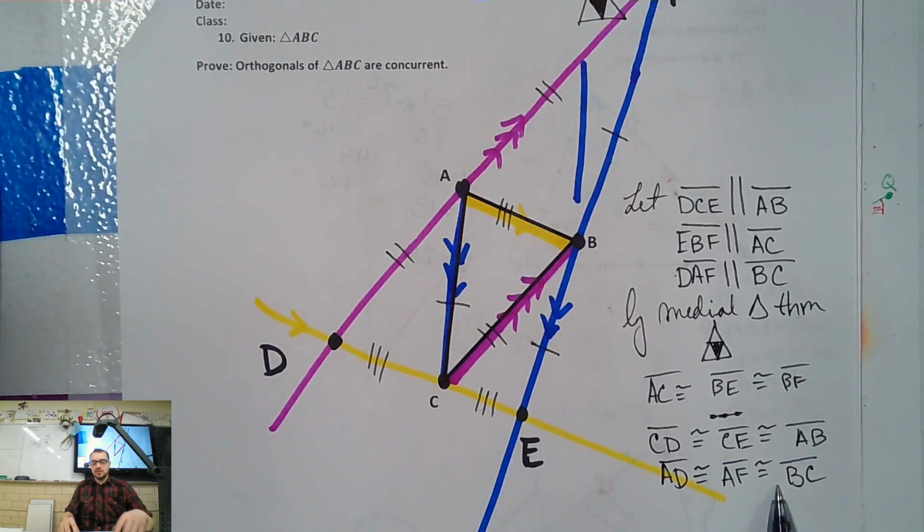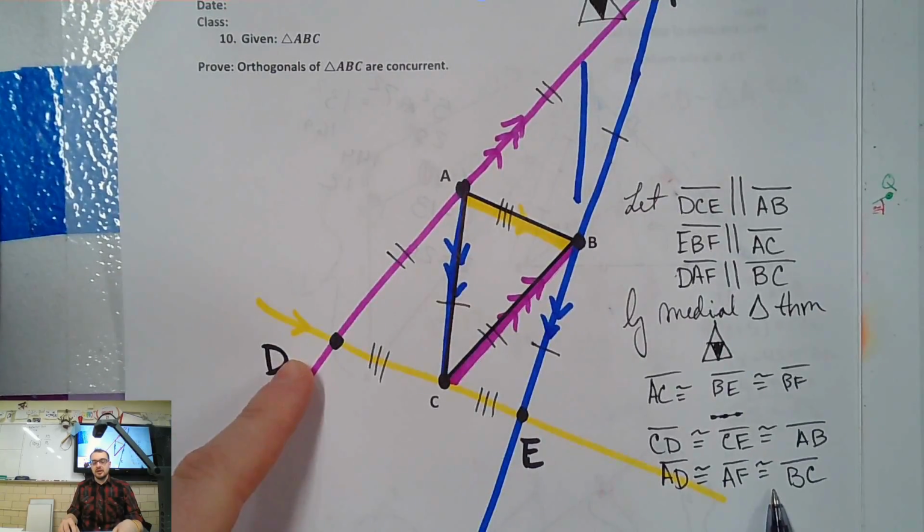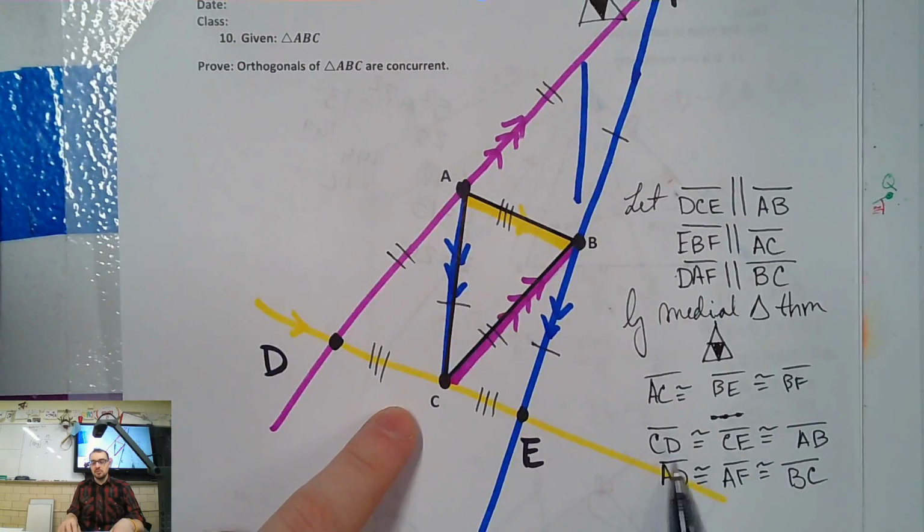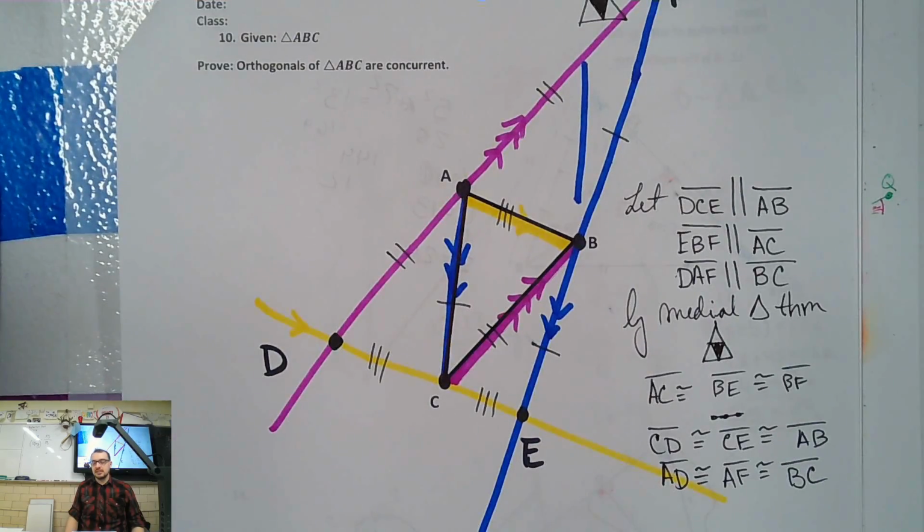All the pink ones are congruent. It's what I put on the diagram. All the yellow ones are congruent. All the blue ones are congruent. That is exactly what that is.